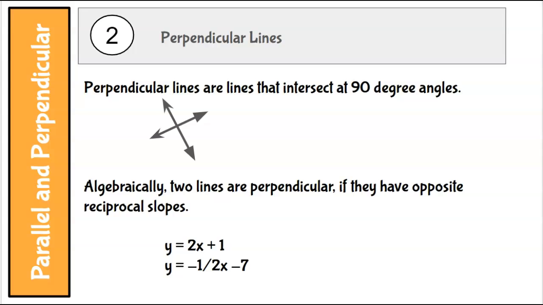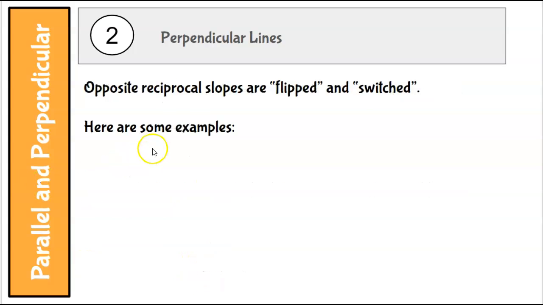Perpendicular lines are lines that intersect at 90-degree angles. They look like this, a perfect cross. Algebraically, two lines are perpendicular if they have opposite reciprocal slopes. So one must be positive and one negative, and then they're reciprocals. No, I messed that up. Opposite reciprocal slopes are flipped and switched, and I'm going to show you some examples here.